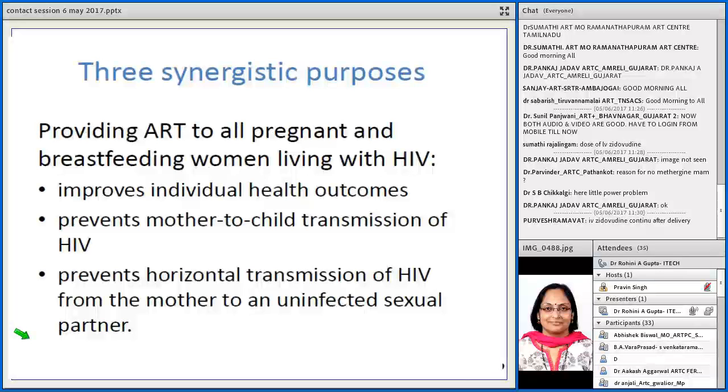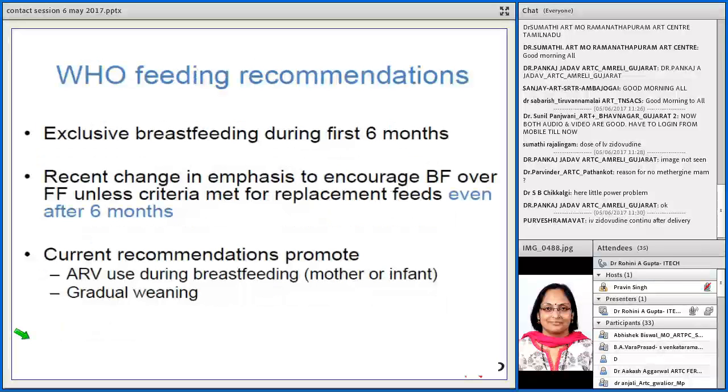For the community, it improves individual health outcomes, prevents mother-to-child transmission, and reduces infection in the uninfected sexual partner. What are the WHO feeding guidelines? It says exclusive breastfeeding during the first 6 months. This is a change in emphasis, or a difference from what is being advised in the US. Formula milk is only given where these 6 criteria are met.